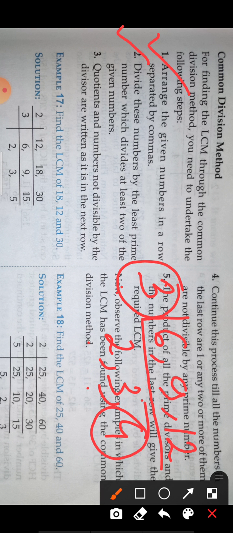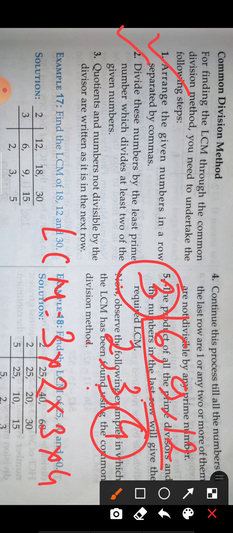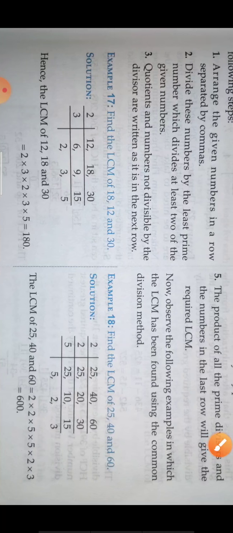So LCM is equal to the multiple of these numbers: 3 into 2 into 3 into 4. So 3 2s are 6 and 3 4s are 12. So 6 into 12 is equal to 72. So your lowest common multiple, or LCM, is equal to 72. Here you have one more example.